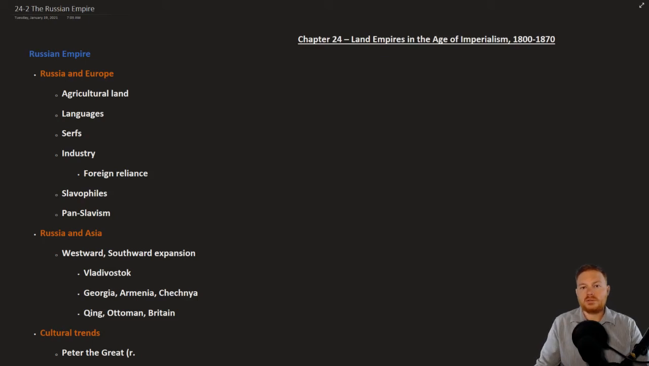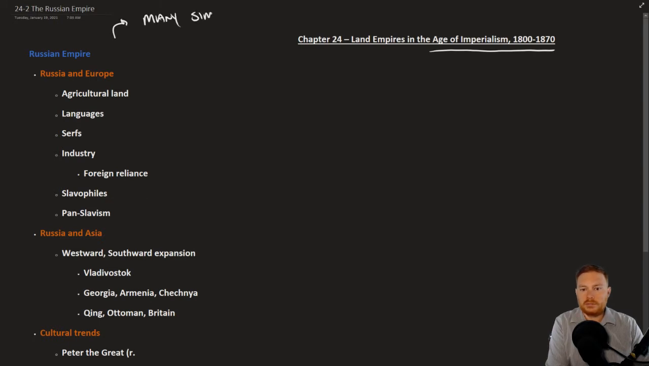All right. This is The Earth and Its Peoples by Richard Bulliet, Chapter 24, Section 2, The Russian Empire. So the Russian Empire, during the age of imperialism, has many similarities with the Ottoman Empire. And the Ottoman Empire was what we covered last section. But there are also some differences.